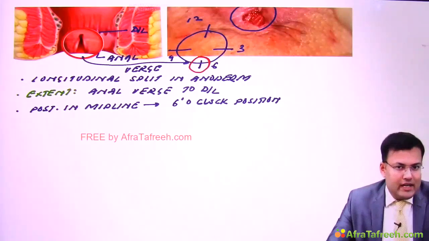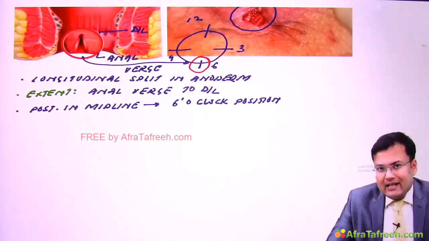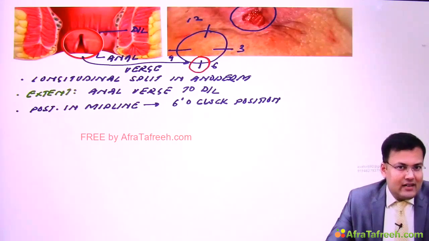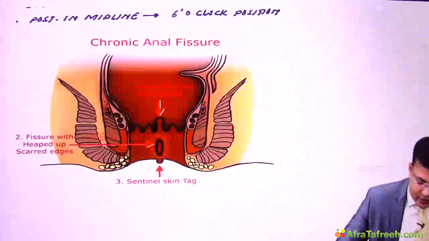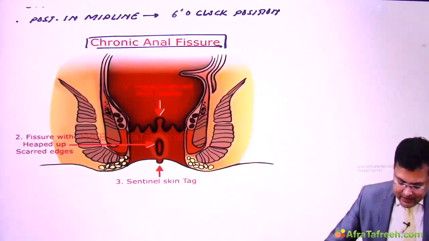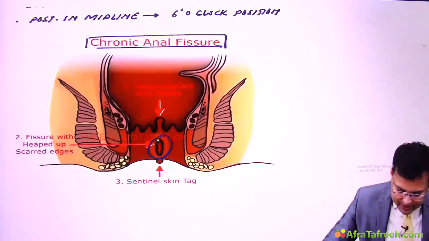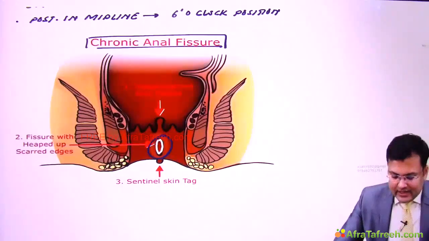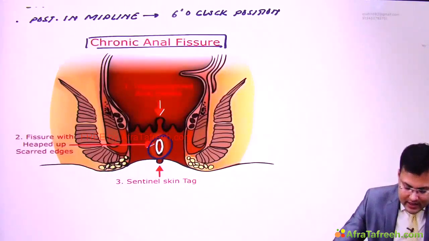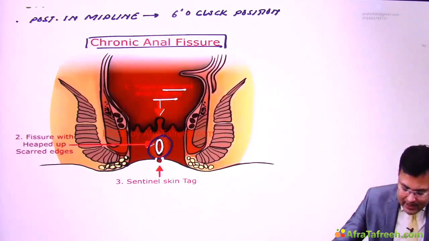Fissure in ano is of two types. One is acute anal fissure and the second is chronic fissure. Chronic fissure is characterized by a triad. What's that triad? Have a look. These patients have a canoe-shaped ulcer. Can you see? The shape is like a small boat. Here you can see hypertrophied anal papilla and what? There is a sentinel pile, also known as skin tag.